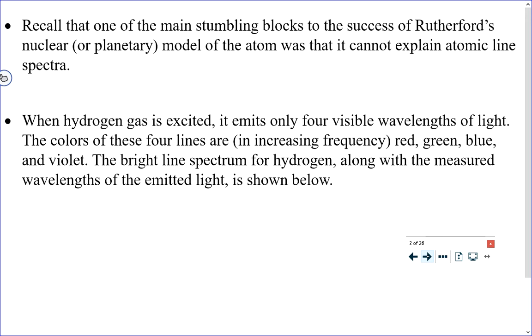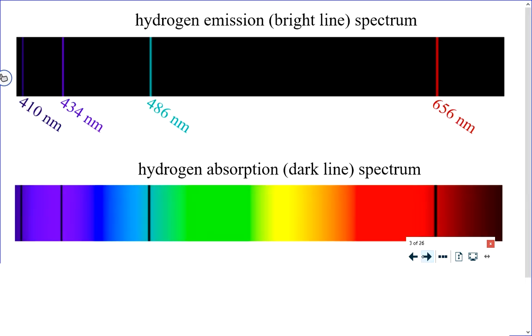Remember that one of the main problems to Rutherford's model of the atom, which is called the planetary model or the nuclear model, is that it cannot explain atomic line spectra. And we talked about this in the last lesson, but today I want to focus on the hydrogen gas spectrum of light. So when you heat up hydrogen gas, it turns out that it emits only four very, very specific colors. We call that the bright line spectrum.